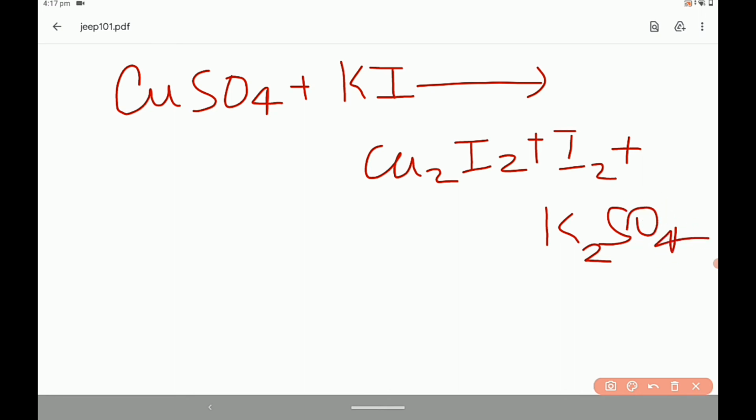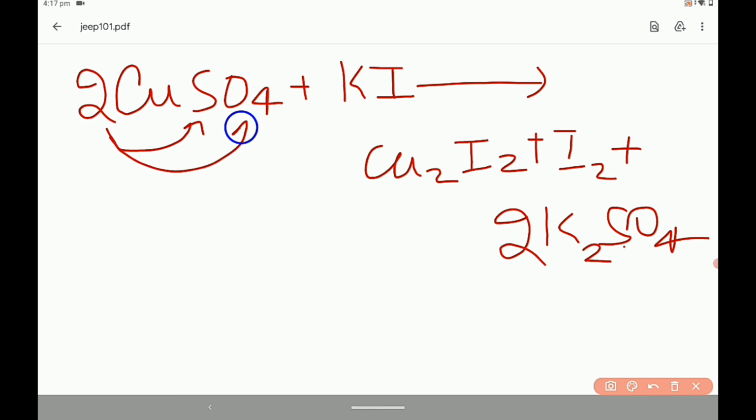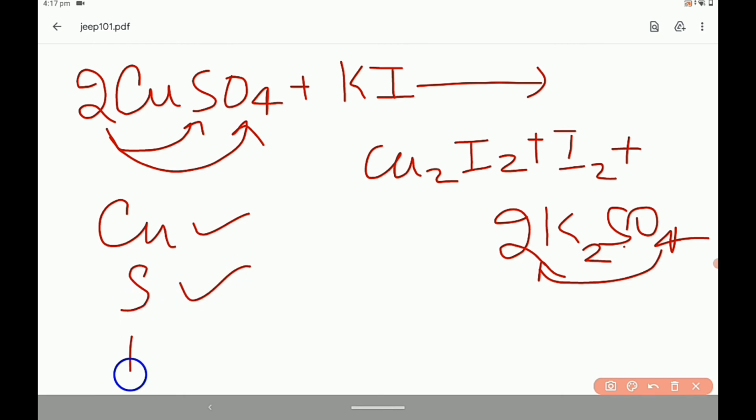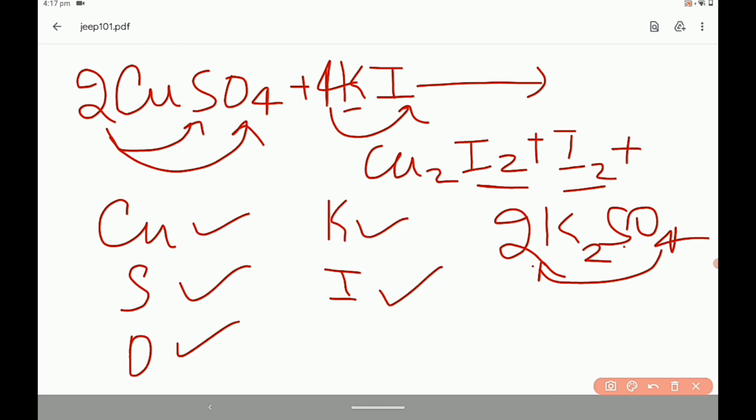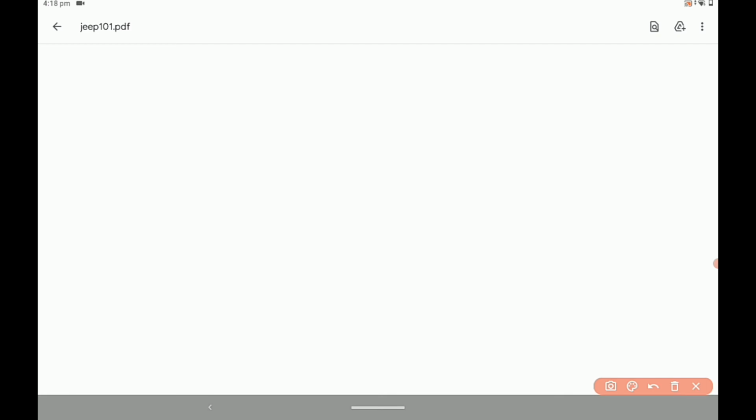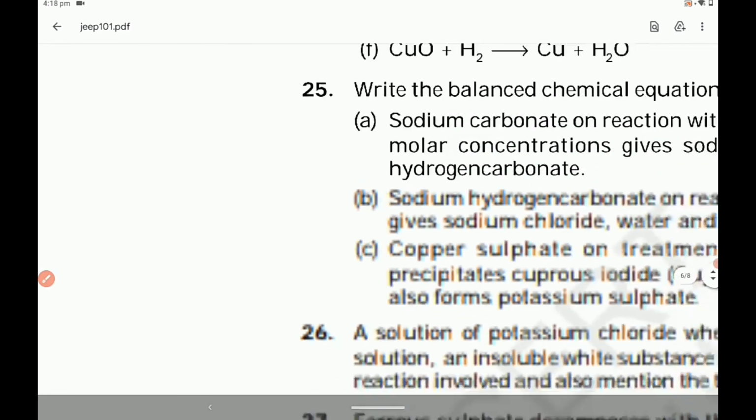1 copper, 2 copper, so drop a 2 here. Next, sulfur: 2 sulfurs and here 1 sulfur, so we gotta drop 2 here as well. And 8 oxygens here, 8 oxygens, well balanced. Copper balanced, sulfur balanced, oxygen balanced. Potassium 1, potassium 4 over here, and automatically iodine is balanced because 2 plus 2 is 4 and 4 ones is 4. Potassium is also balanced, iodine is also balanced. Right, moving on to the next question.